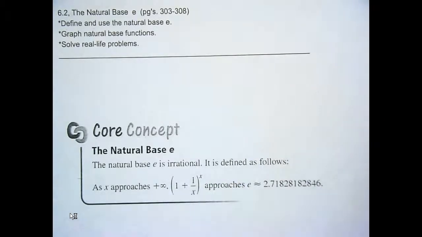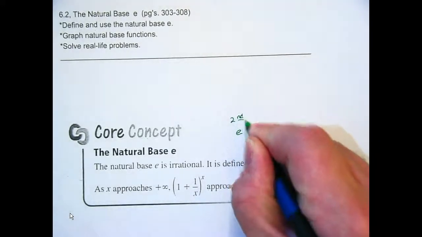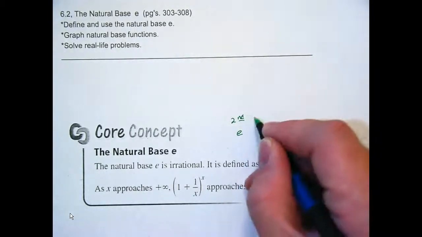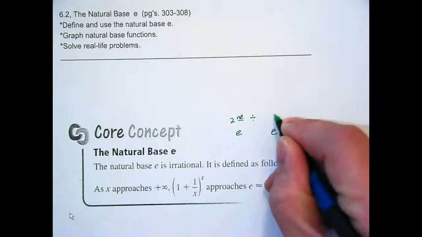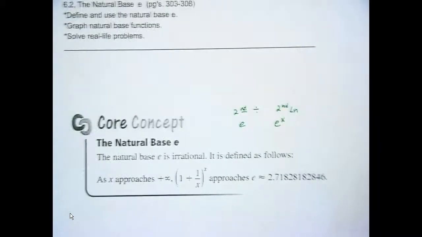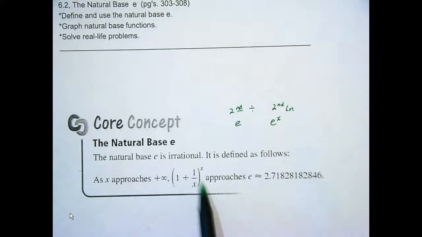It is located on your calculator. If you find the button that says e, which I believe is second division on the TI-83s or 84s. And then the e to the x power is second ln. And by the way, ln is the natural log, which we'll talk about a little later. Just keep in mind, as x approaches positive infinity, this value will approach e.